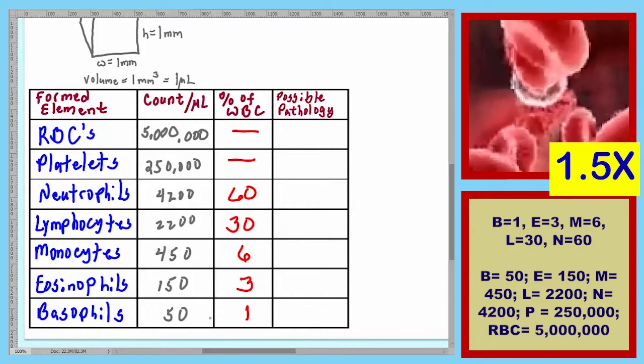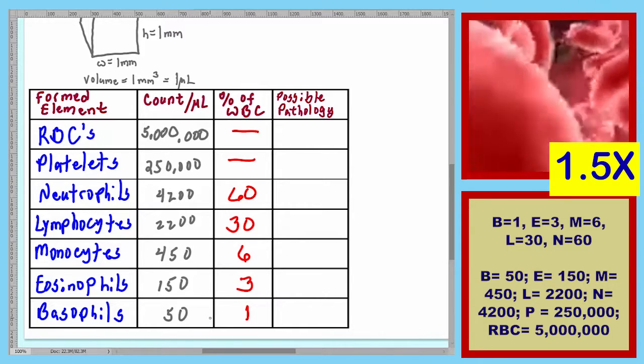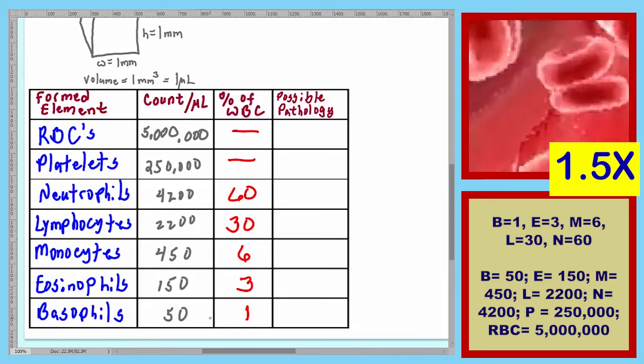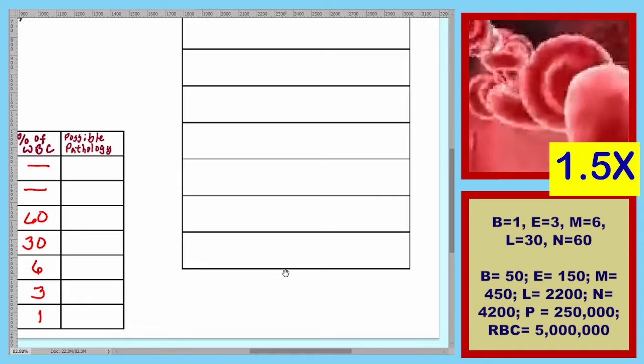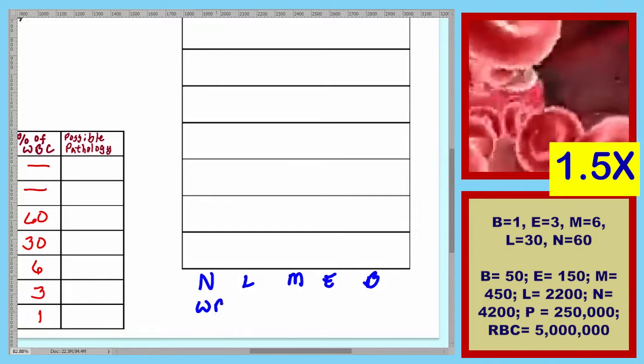Before we discuss the possible pathology, I want us to first graph these data so you can see what it looks like visually. So again, I've just created some straight lines, a table, to use as a starting point. On the x-axis, we're going to have our 5 white blood cells. So let's indicate those here. This is our x-axis. Now let's put our y-axis.